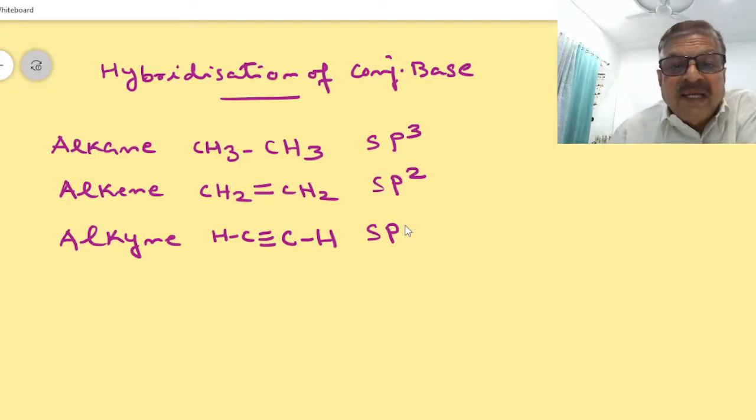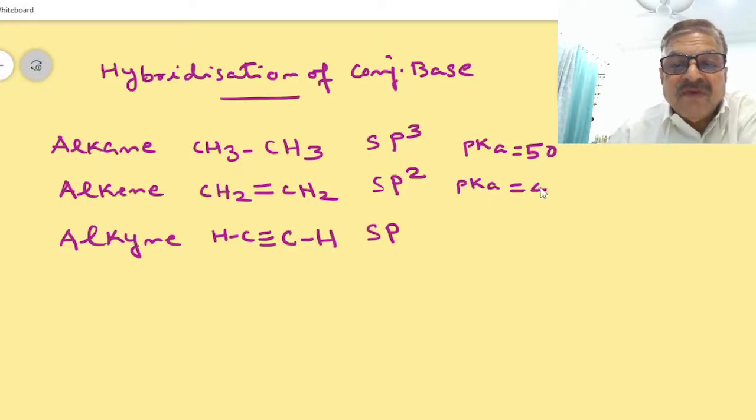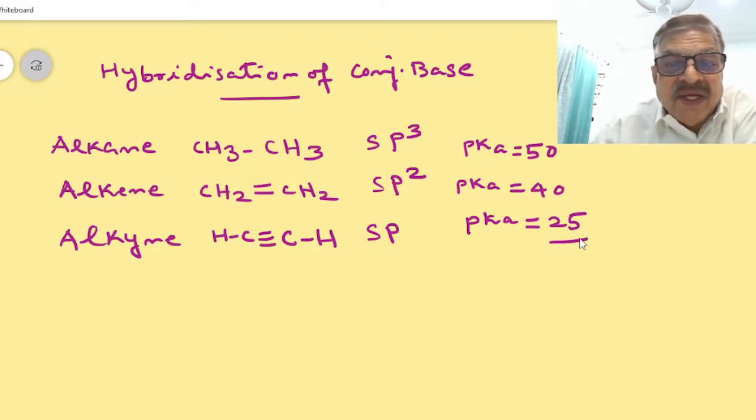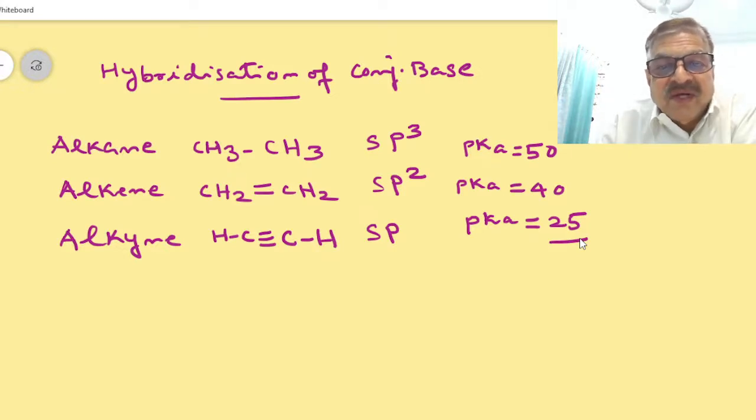See, alkanes, the pKa value is in the range of around 50. In the case of alkene, the pKa value is in the range of 40. Alkynes, it is around 25. So from these pKa values, we can understand that among alkane, alkene, alkyne, the alkynes have got the lowest pKa value here. Lowest pKa value means stronger acid.